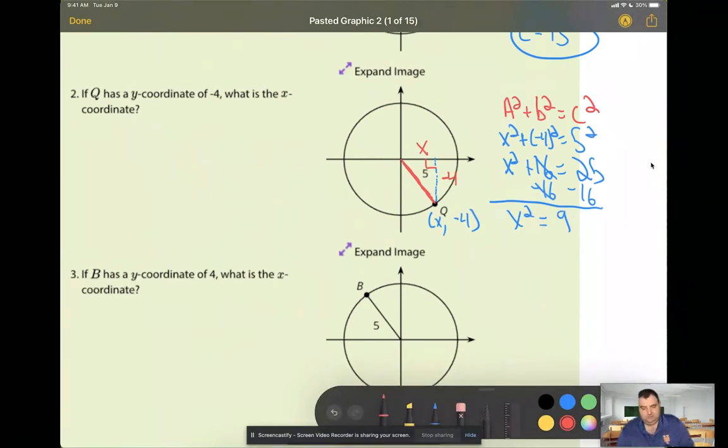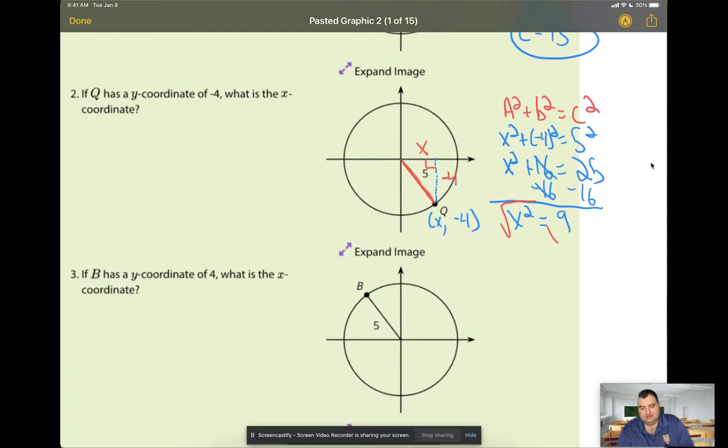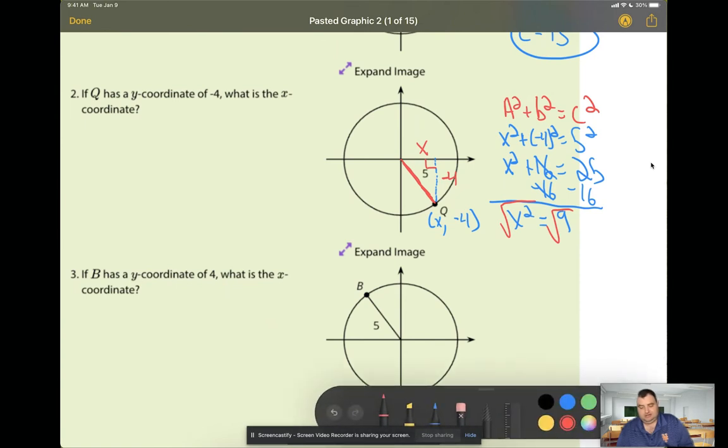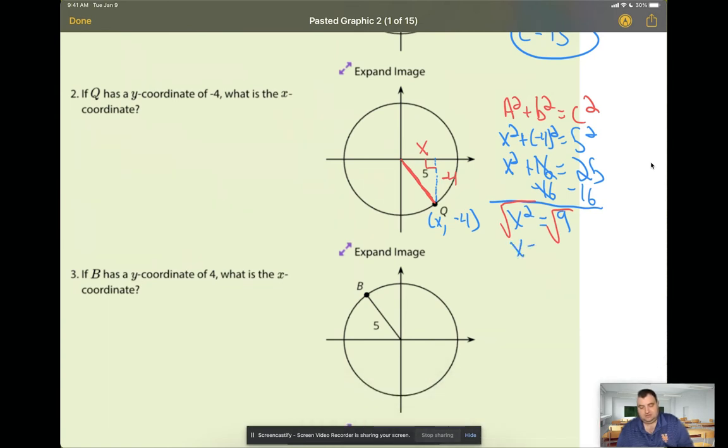And just like before in number 1, I can go ahead and square root both sides. So I end up with x equals the square root of 9, which is 3. So to answer the question, again, if Q has a y coordinate of negative 4, what is the x coordinate? The x coordinate we would say is 3.